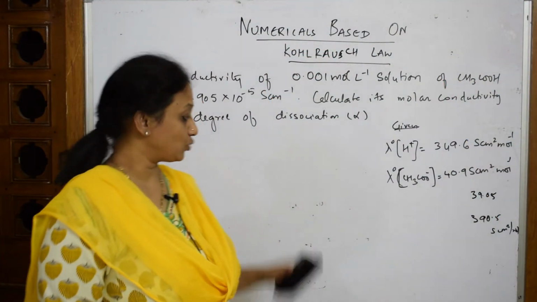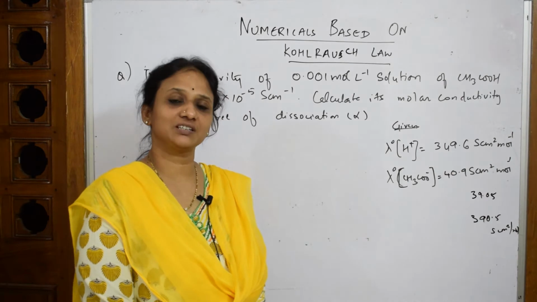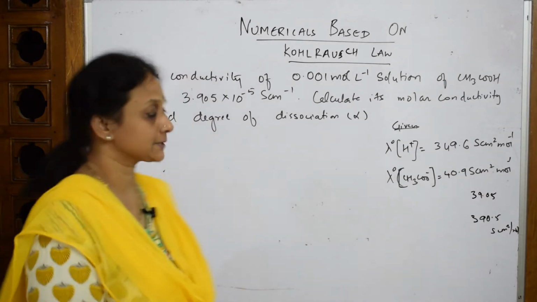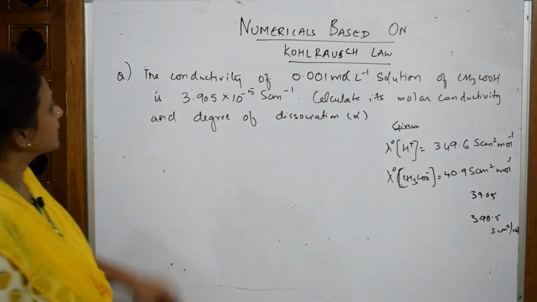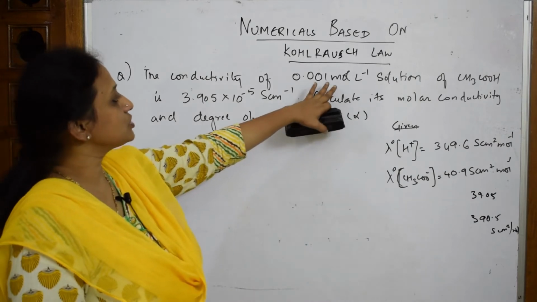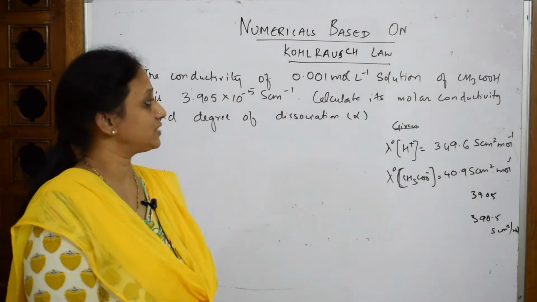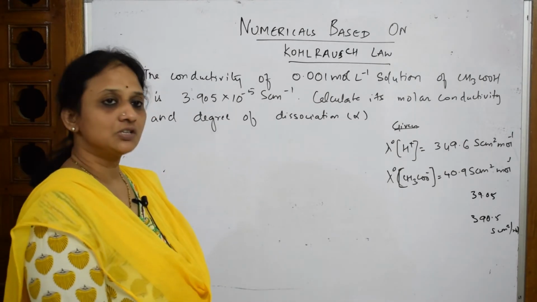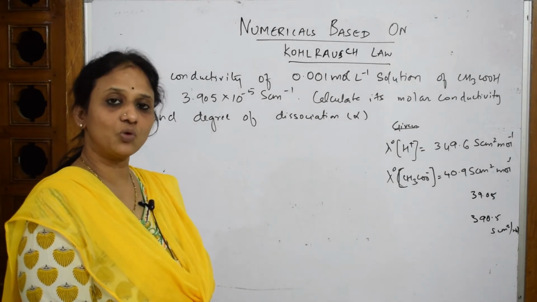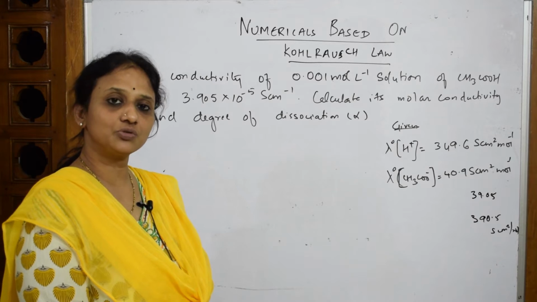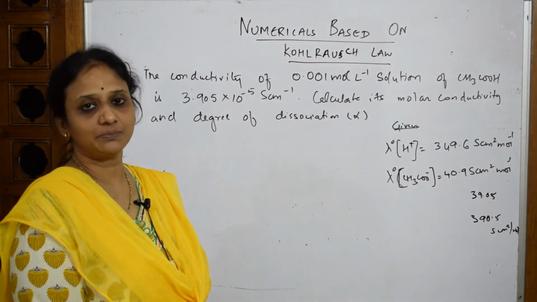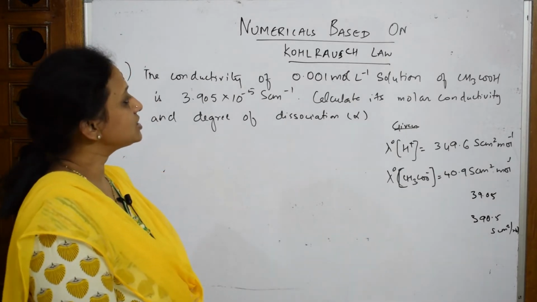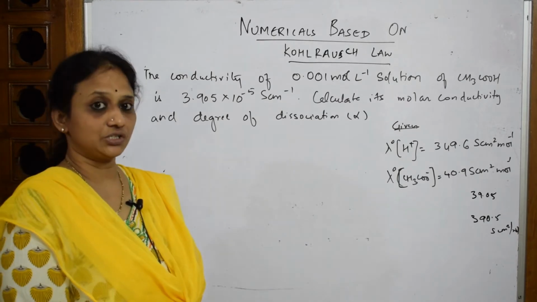Now let's come back and do one more numerical in Kohlrausch's law, a bit different from the earlier numerical. Let's see this. What do they give us? The conductivity of 0.01 mole per liter solution of acetic acid is given. Okay, they've given us the conductivity value. So I already said before doing the numericals, try to go to the concept, learn the concept and come back to this numerical. Then calculate its molar conductivity and degree of dissociation, alpha.